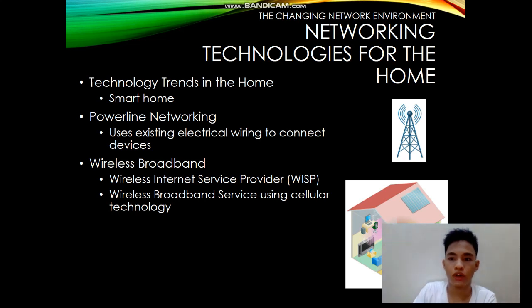Networking technologies for the home. Technology trends in the home include the smart home, and power line networking, which uses existing electrical wiring to connect devices. Wireless broadband is offered by a wireless internet service provider or WISP, and also as a wireless broadband service using cellular technology.